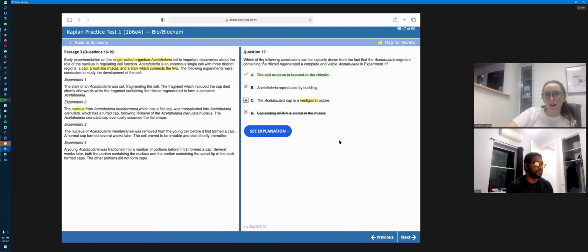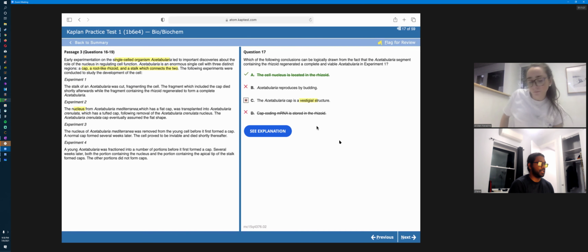Yes, I knew that. So which of the following can logically be drawn from the fact that this fragment containing the rhizoid regenerated? Okay, so we talked about this. The rhizoid regenerates. Yep, and then experiment 3, right? Also, this couldn't be right because it's a eukaryote. Yeah, but let's say you didn't know that, right? Then it tells us nothing about budding.